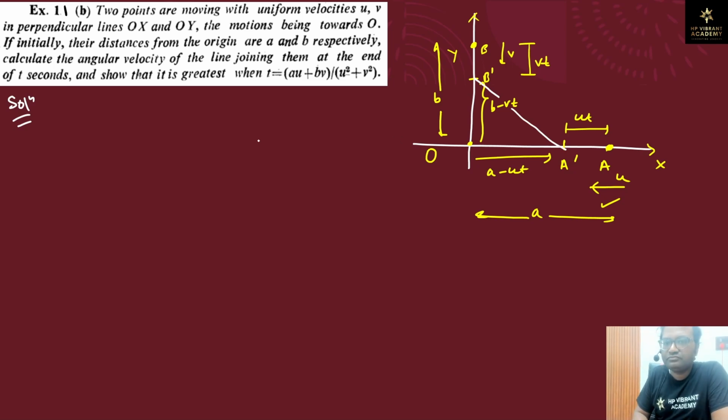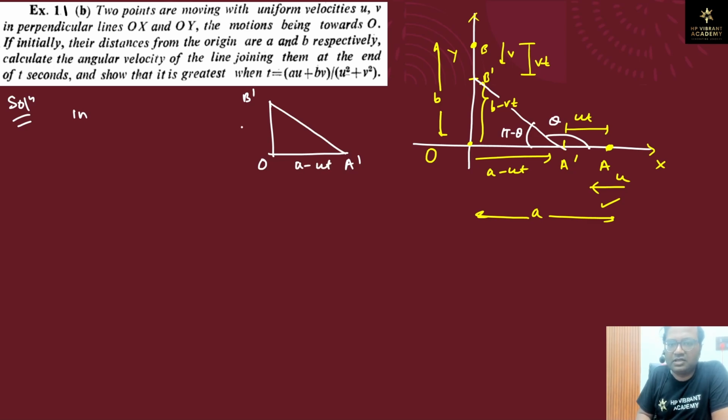Okay, so what we have to find is the angular velocity of the line joining them. Let us take this angle as theta, so this angle will be pi minus theta. In the triangle, this is our O, this is A dash, this is B dash. This distance is A minus UT, and this distance is B minus VT. And this angle is pi minus theta.